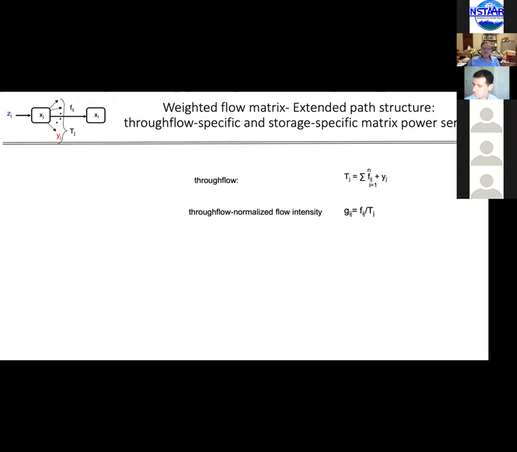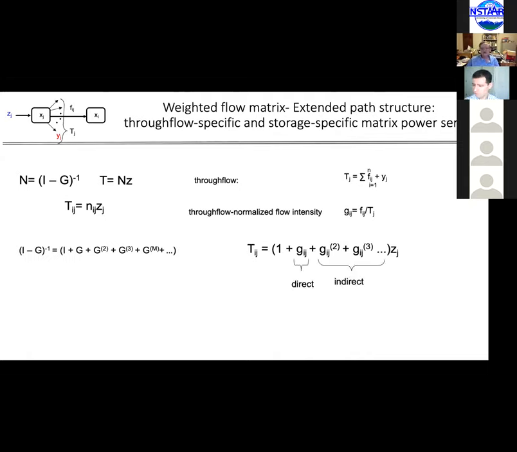So again, reminding us, we've got the through-flow normalized flow intensities, the G's, and we can get that mapping matrix again, the N. So through-flow equals N times Z when we do I minus G inverse. And then another interpretation of this is that we can take the same idea of the extended path structure and do a power series of the G matrix, which actually ends up converging to I minus G inverse if you have an open system, although that's not necessary to really get into now. However, what's important here is the analogy between the direct and indirect part of the extended path structure.